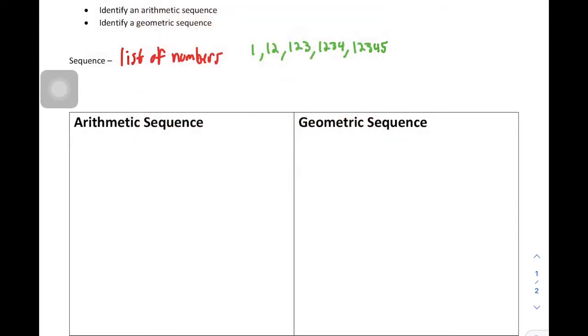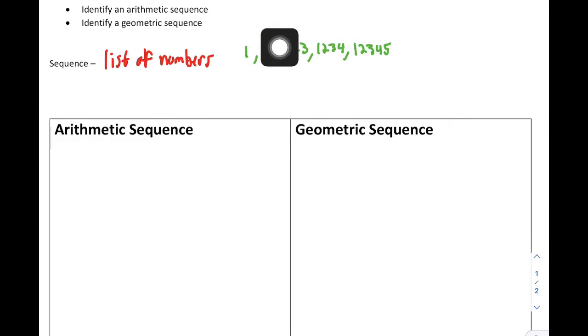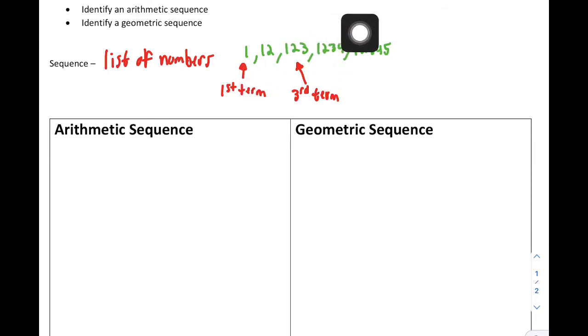Now, when describing this list, I can actually refer to each number as a term. So the number 1 here, this is actually my first term. This number 123 here is my third term. The number 12 is my second term. This one's my fourth, and this one's my fifth. So each of these represents a term. Really, the most important one is this first term. Where do you begin your sequence? Where does your list begin?